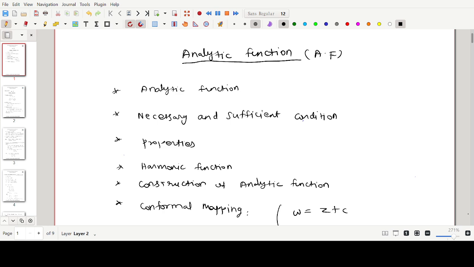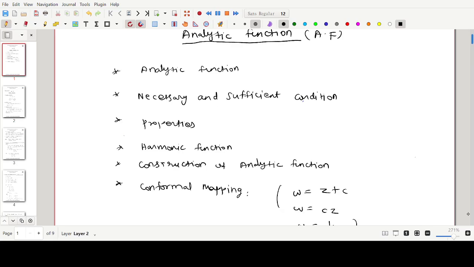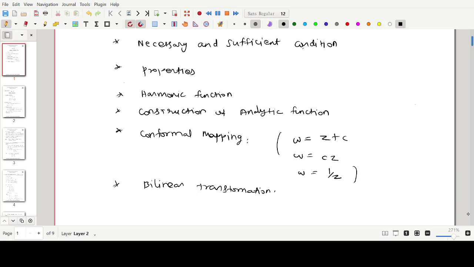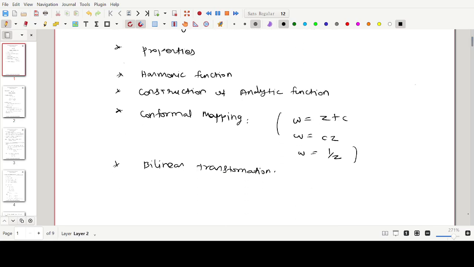The second topic is harmonic function. The third one is the relation between analytic function and harmonic function. By this relation, we can do construction of analytic function. This method is defined by Milne-Thomson. And the geometrical way, which we are discussing, is called conformal mapping. We have only these three mappings to discuss in this unit. Finally, bilinear transformation. This is our syllabus.